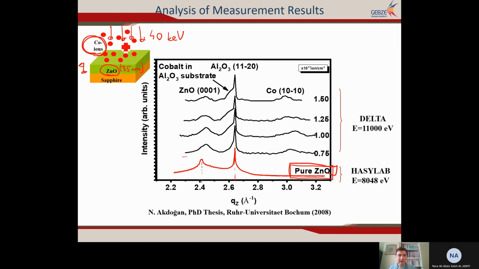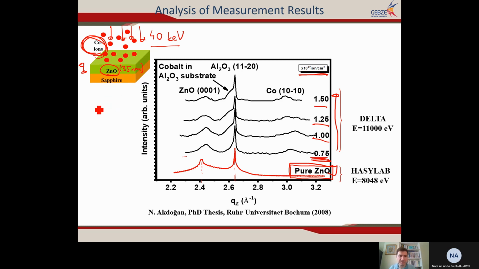Then I implant this sample system with energetic cobalt ions, and I increase the concentration of the cobalt ions. Here you see 0.75 times 10 to 17 ions per square centimeter. This is 1 times 10 to 17 ions per square centimeter, 1.25, 1.5. So I am increasing the number of cobalt ions entering the material. Then I will investigate the effect of cobalt ions within this material.